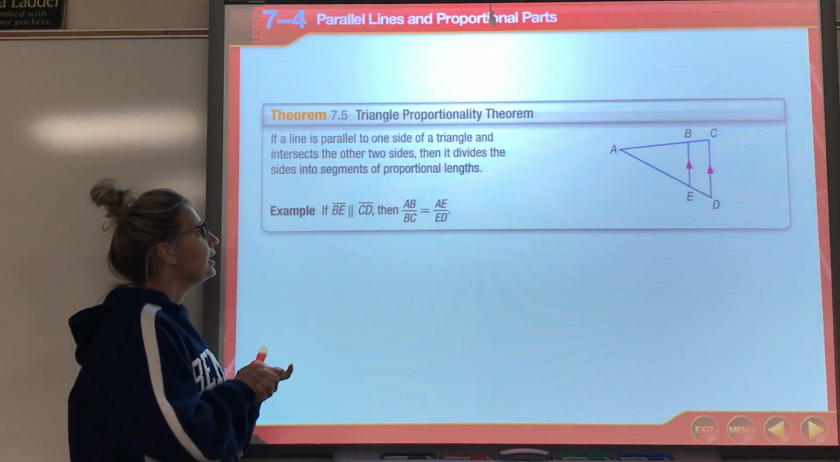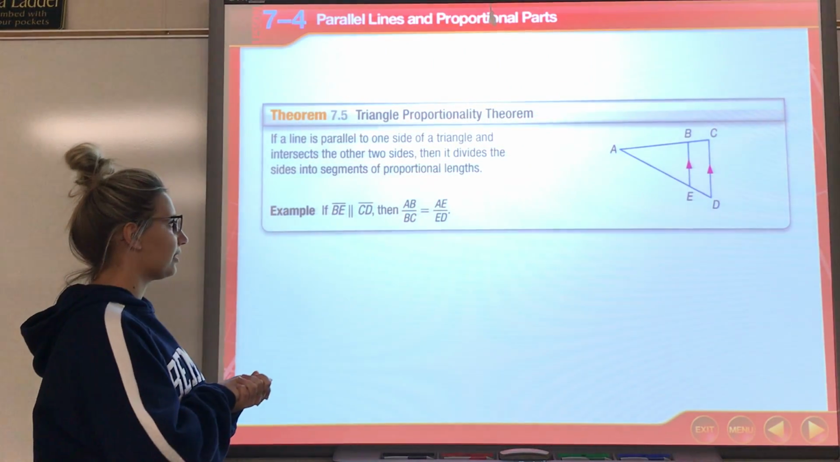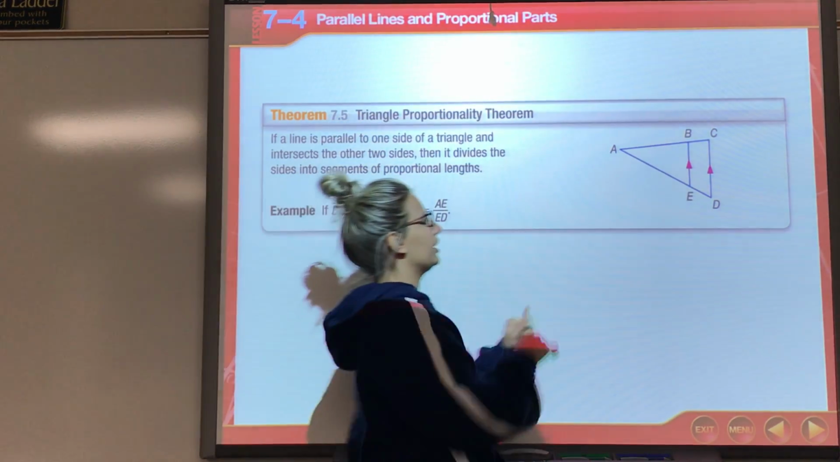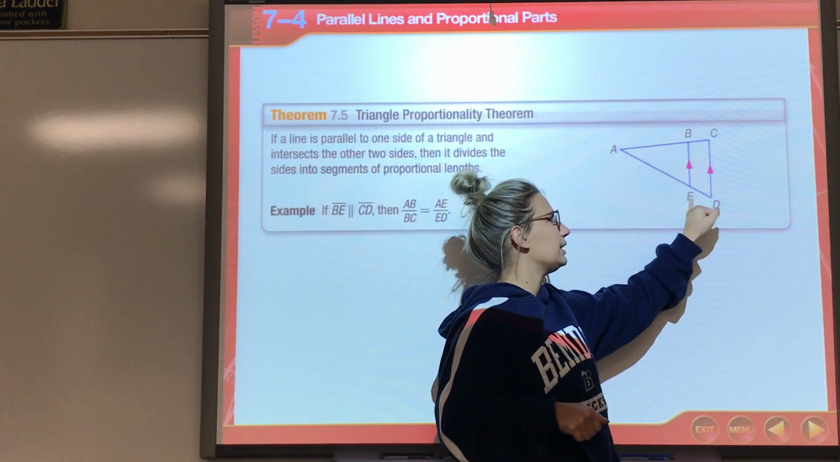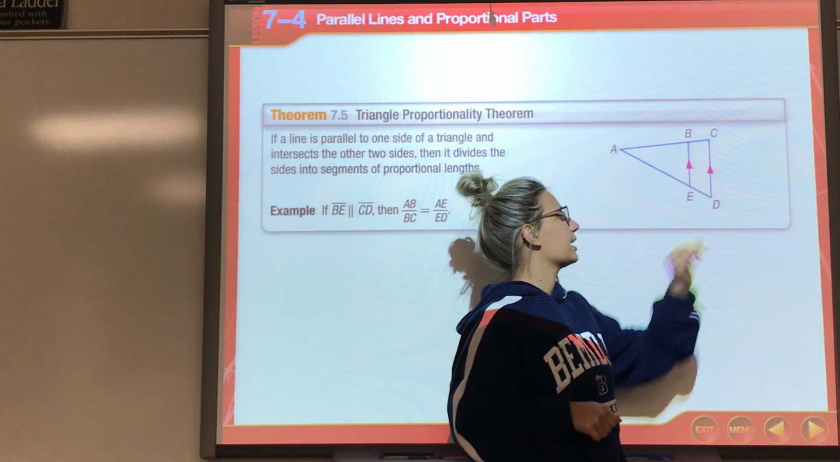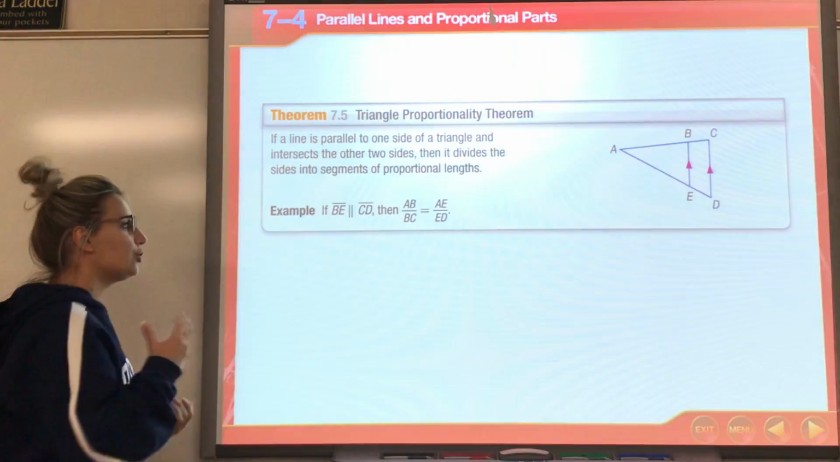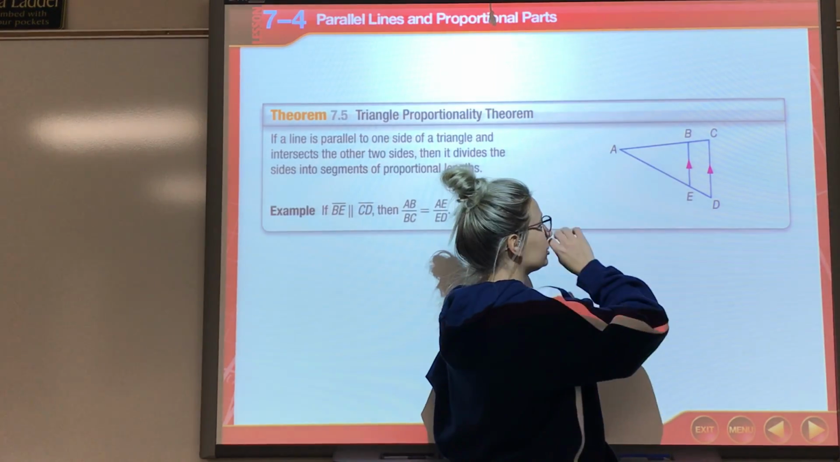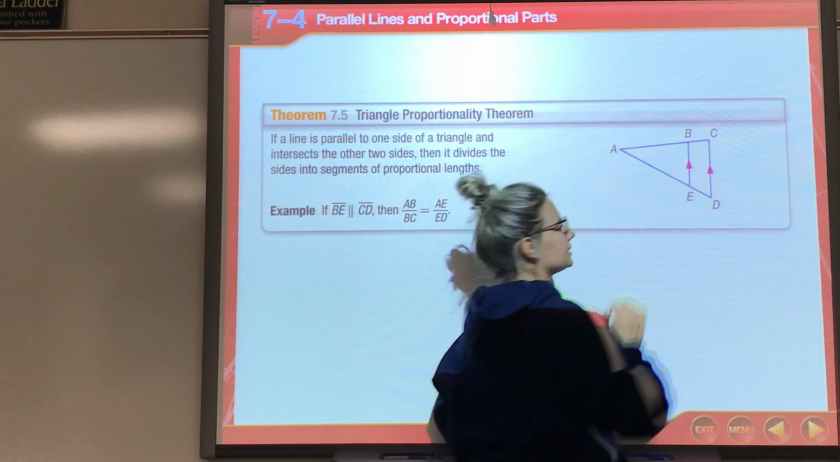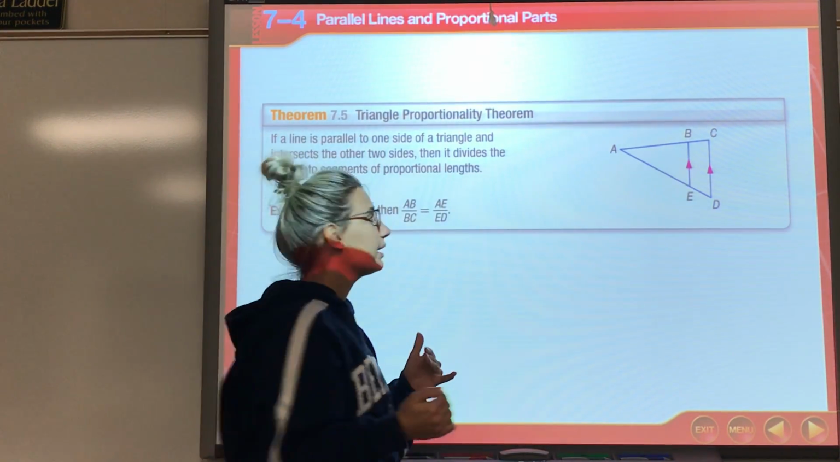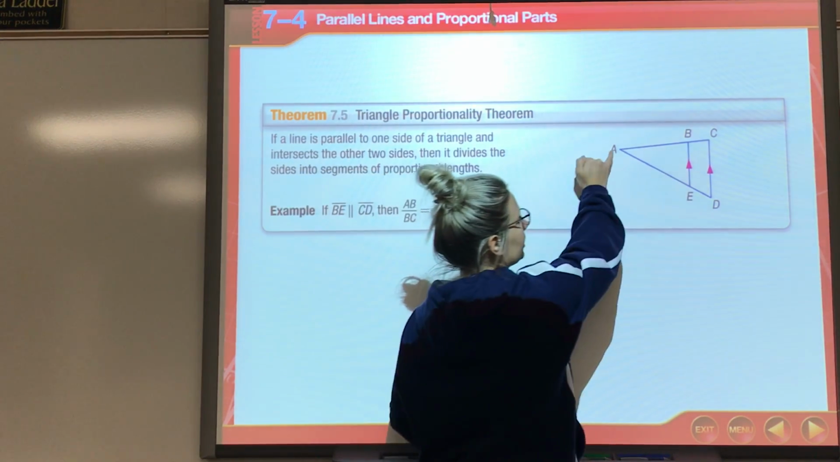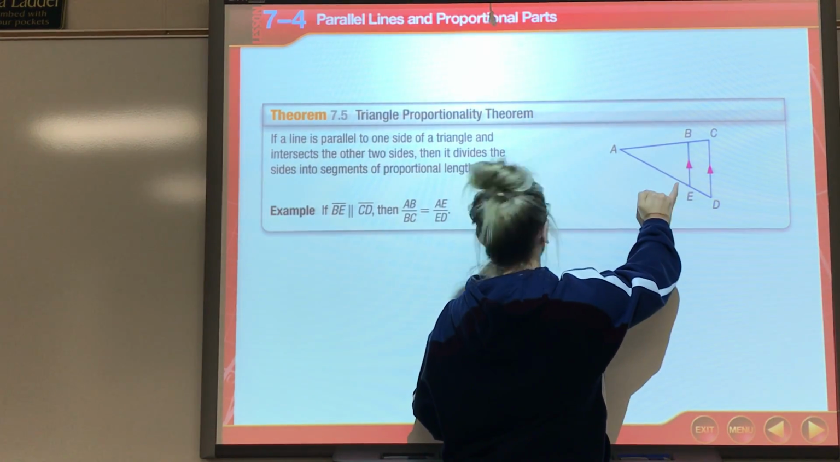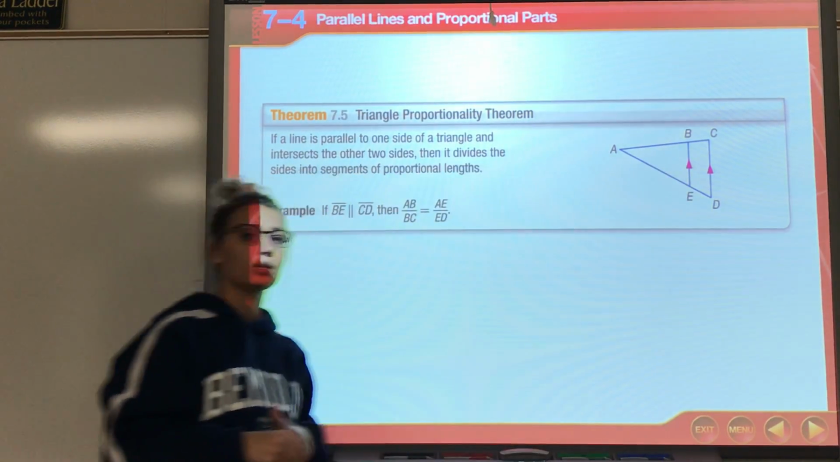So here's a theorem. It's the triangle proportionality theorem. Now we're given this triangle over here and we're told that this segment BE is parallel to this segment CD. And using that information we can show that the ratio of AB over BC, that long length over short length, will be proportional to AE over ED, so the long length over the short length again.